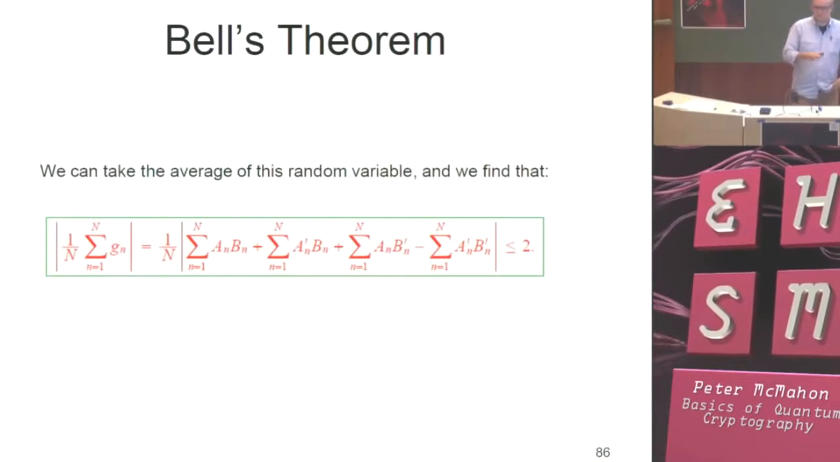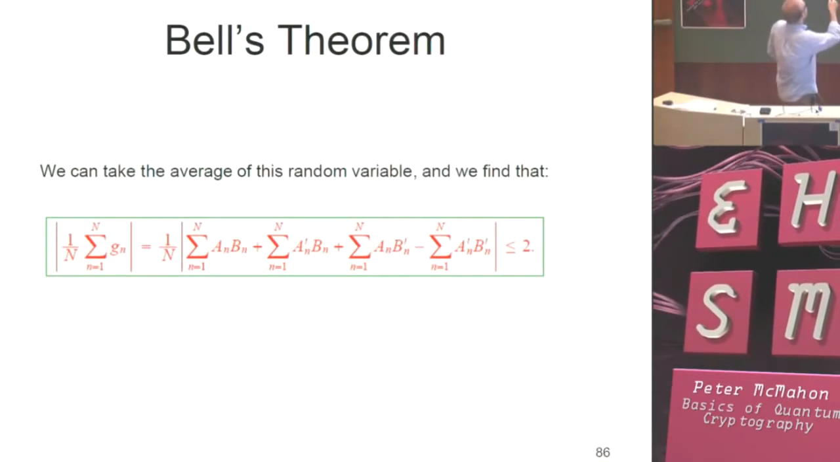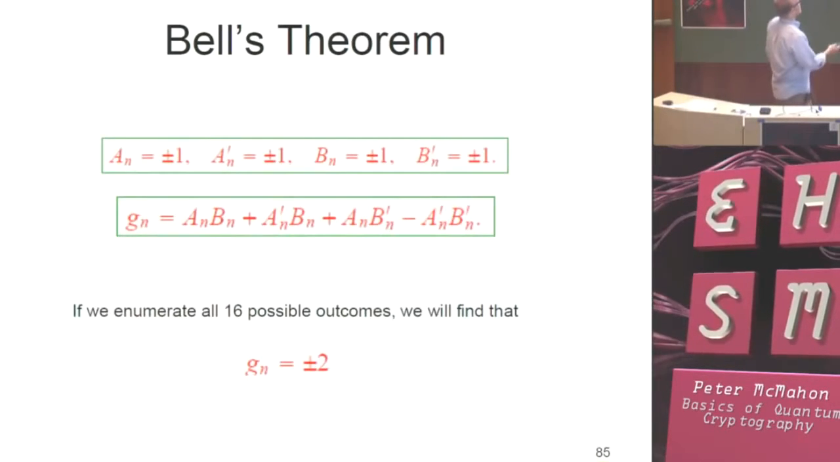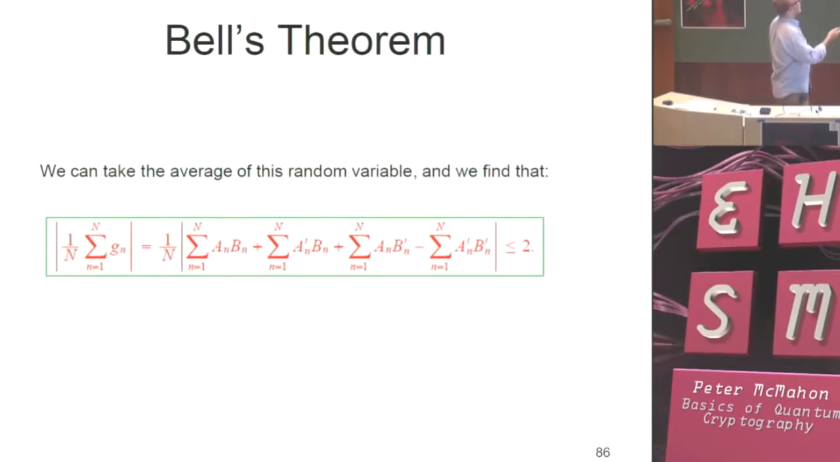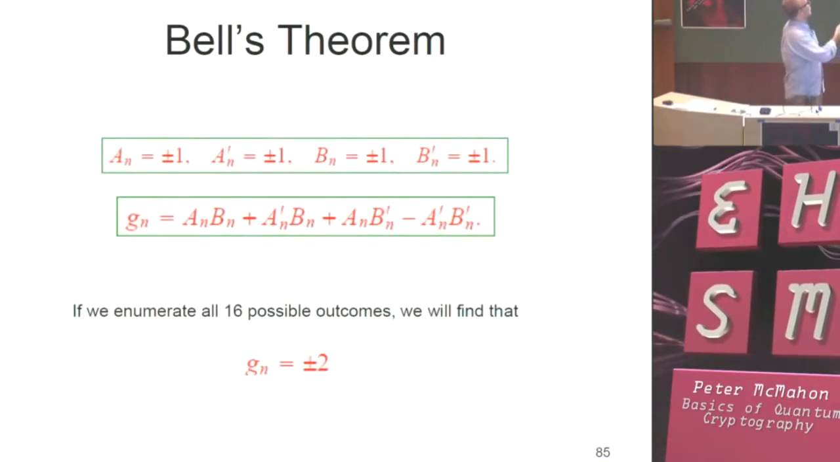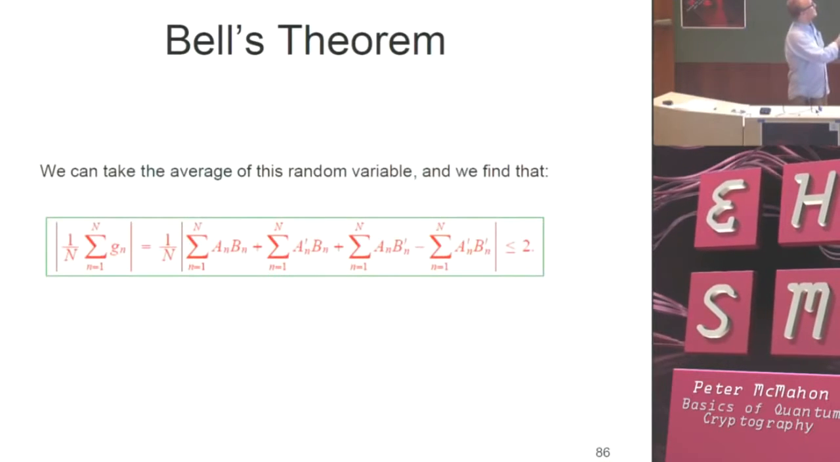You can then ask, if you have this random variable g, and you now take an average over many runs of the experiment, which here is big N, what is the absolute value of this average? Unsurprisingly, because the value for any given run of the experiment is either +2 or -2, you have this inequality where the absolute value of the average is less than or equal to 2. Of course, the value can never be more than 2, so it's unsurprising that it's bounded like this.